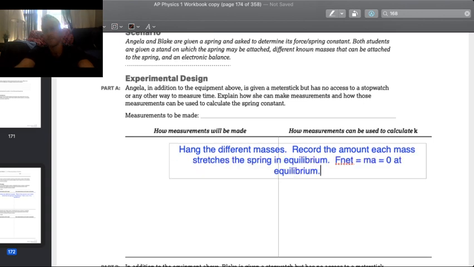So that means that net force equals 0. But there are two forces acting on it. There is the upwards elastic force, and then there is the downwards weight force. So kx minus mg equals 0. And then that says that k equals mg over x. All right, so we can solve for k that way.